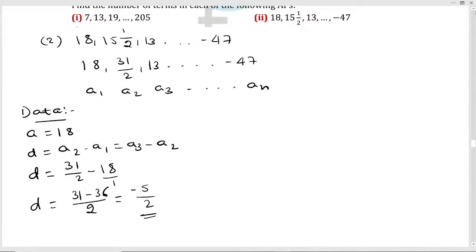Again I'll apply the formula an equals a plus n minus 1 into d. Now observe carefully here because there is a fraction. Now apply the data to the formula. So an equals minus 47, and n equals question mark. Apply this data to the nth term formula. The nth term, nothing but the last term, is given, and that is minus 47.